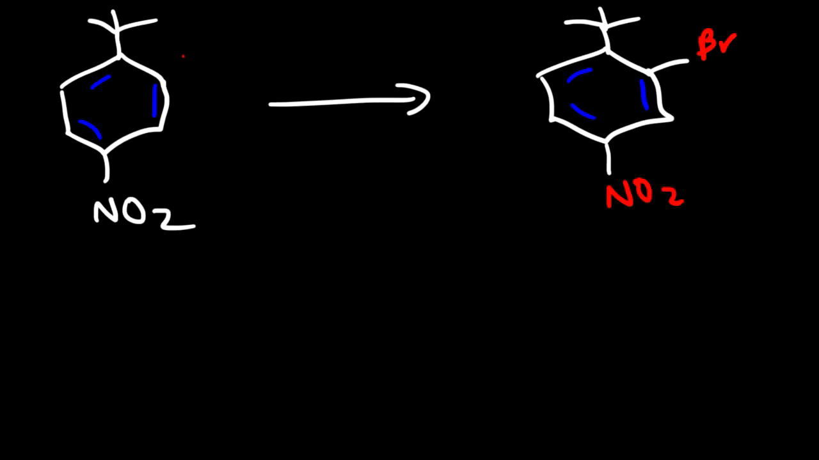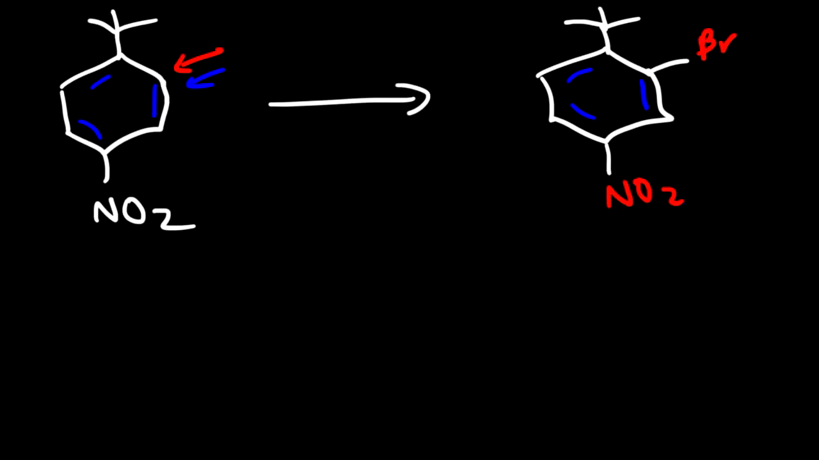Now the tert-butyl group has no choice but to put the next group in the ortho position. It can do so here, but those two are the same. Now the NO2 group is a meta-directing group, so it can direct the Br to the same position. Therefore, we can get this product in good yield.